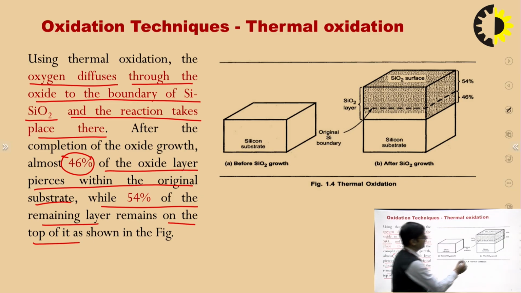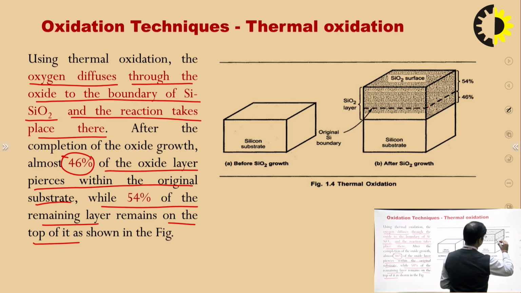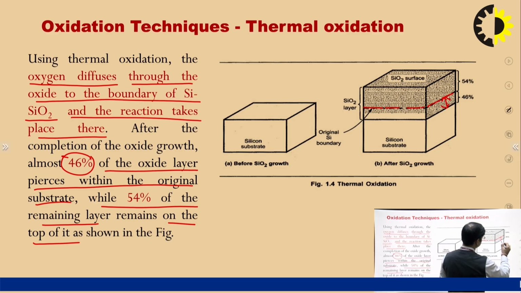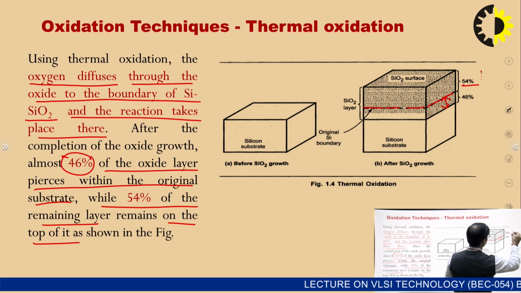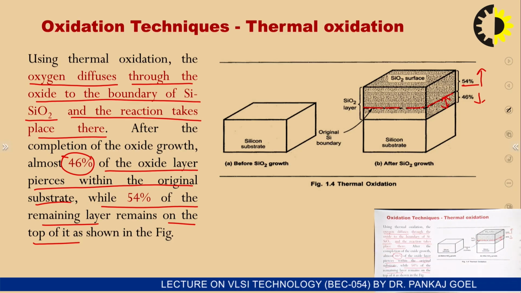So we can say that this is the original interface, and 46% of the SiO2 layer is below this original interface or the original surface of the silicon, and 54% is above. So it is like this. This is a typical value: 46% of the SiO2 layer is formed beneath the silicon surface and 54% on the top of it.